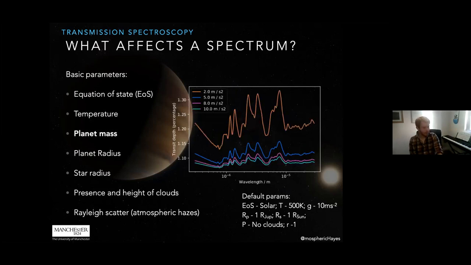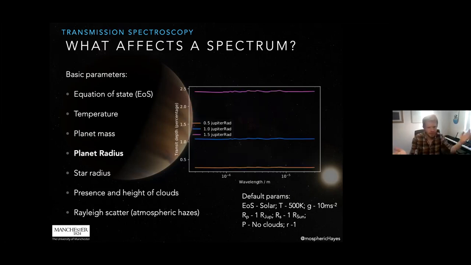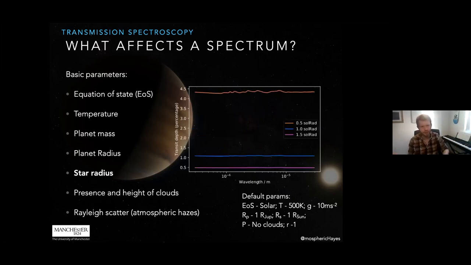Your planet mass can also affect it. So what this is doing is, with a heavier planet, your planet has a higher gravitational pull and basically pulls in the atmosphere. So your atmosphere itself gets thinner, which means that the changes between maximally transparent and maximally opaque become smaller, so the size of your spectral features decreases. You've also got the basic size of your planet. I'm not going to dwell too much on this. And similarly, your star radius. If your star radius is big, then everything's going to be tiny.